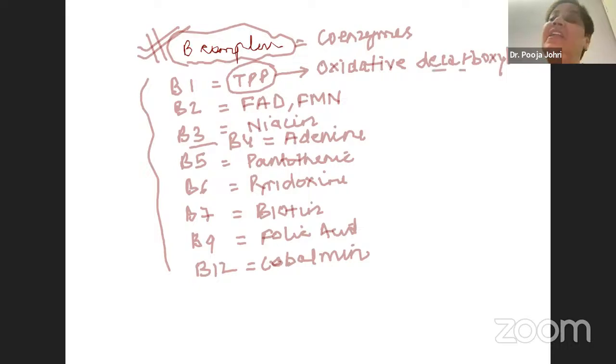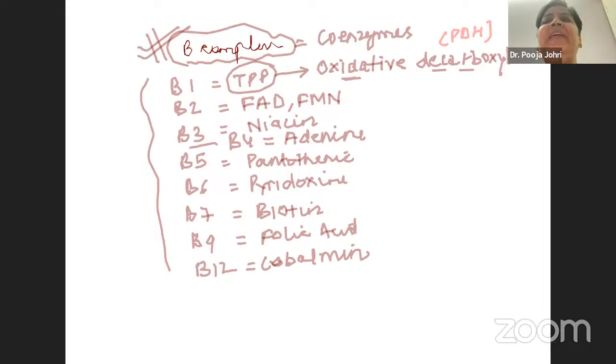Decarboxylation means removal. Carboxylation means addition of carbon dioxide. So removal of carbon dioxide in the presence of oxygen will be TPP. A very, very important example of this is PDH, pyruvate dehydrogenase, which is an example of a multi-enzyme complex.